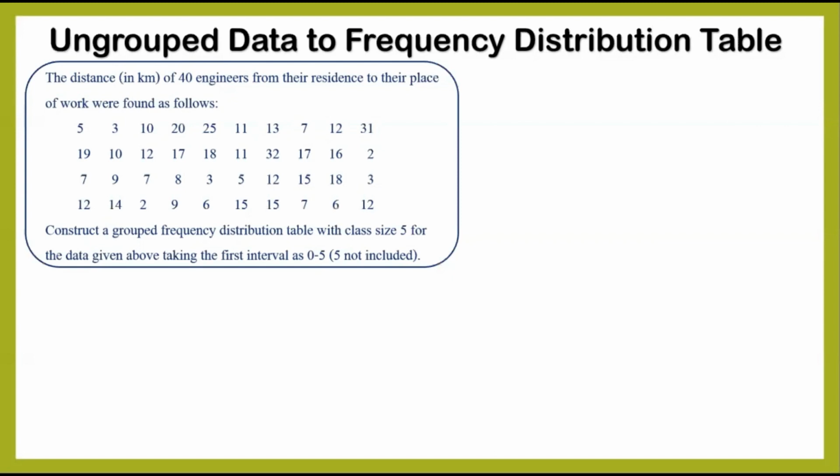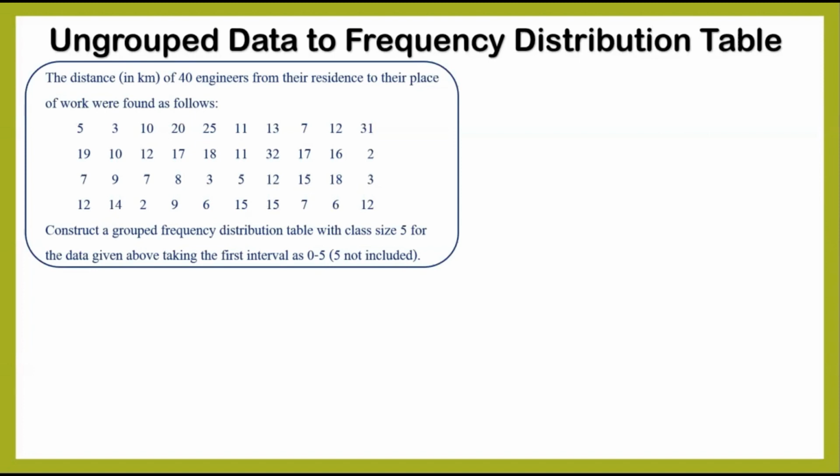And they mentioned very clearly 5 not included, which means they are asking us to prepare exclusive classes. In exclusive classes, the upper limit doesn't come under that class. So for 0 to 5, if any observation is 5, we have to consider it in the next class, not in 0 to 5. Only from 0 to 4.9 we can consider. So 5 falls in the next class.